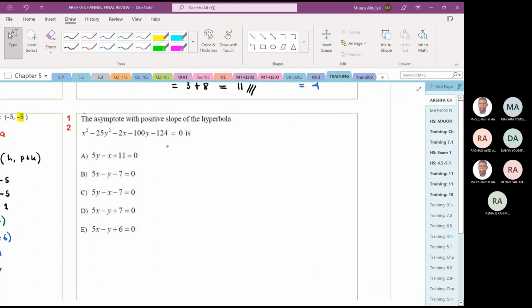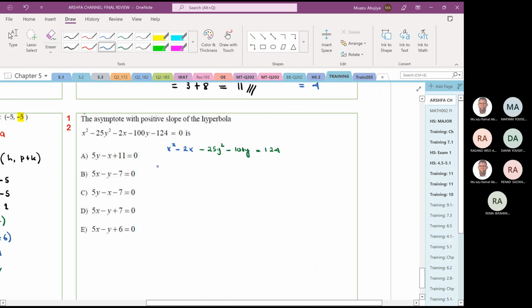In rewriting, I would say here we have x², then -2x, collecting the like terms together. Then for the case of y, we get -25y², then -100y, and then on the other side, we can say this is equal to 124. Now, what we do next is to complete the square in x and then in y.